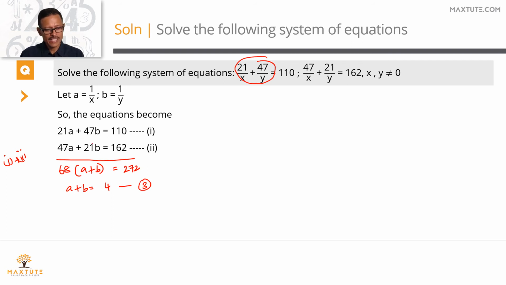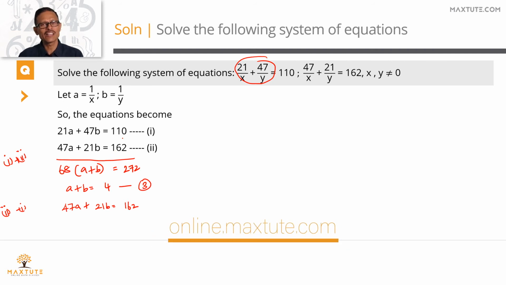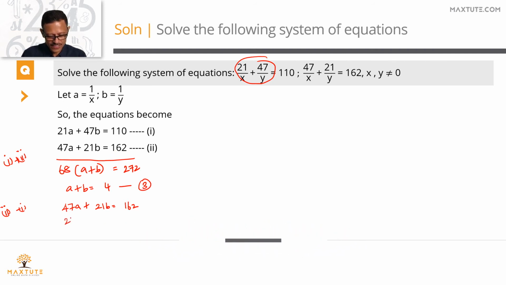Now, as I mentioned, when you have these coefficients interchanged in this way, subtract one equation from the other. I'm going to subtract equation 1 from equation 2. Equation 2 is 47a plus 21b equal to 162. You can do the other way around too. I'm choosing to do it because 162 minus 110 is a positive number. That's the only reason.